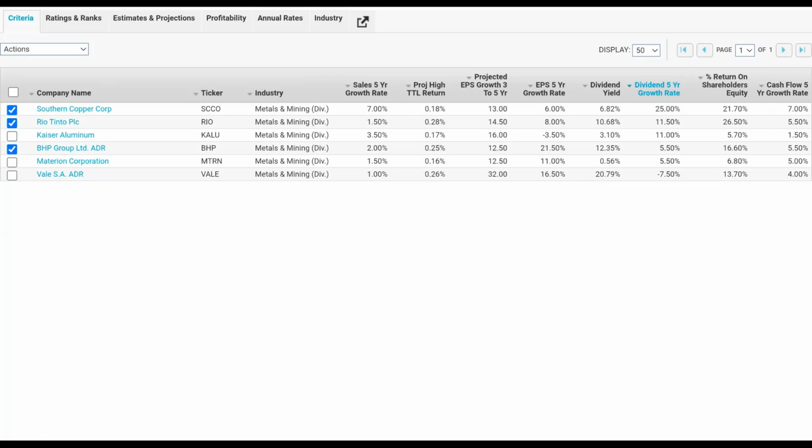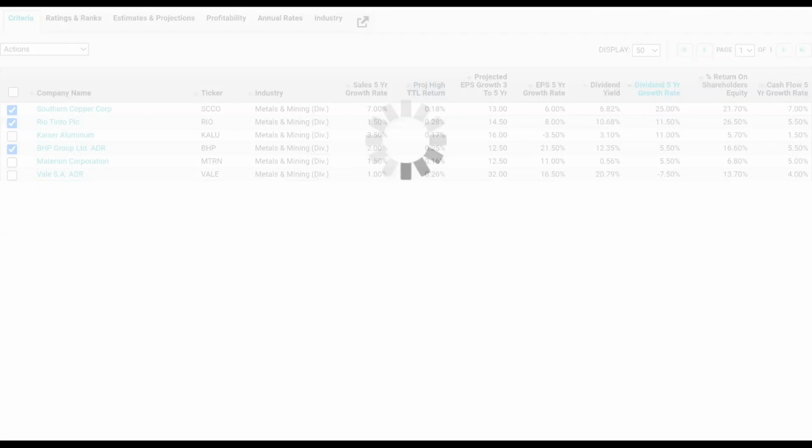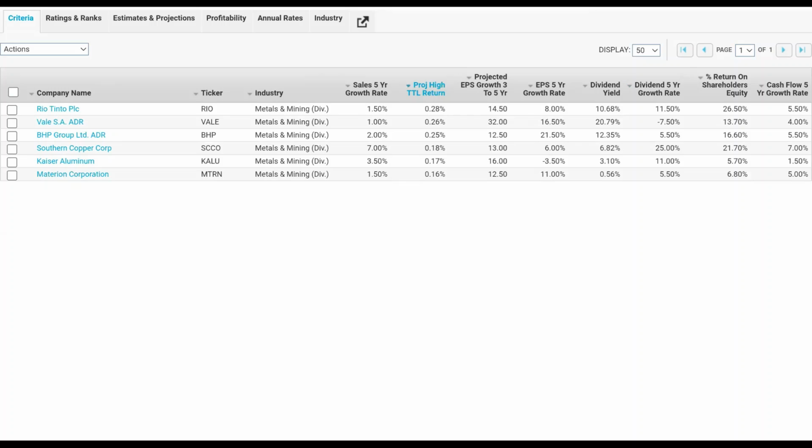I can look at these various things. I can scroll left and right and pull up different amounts. The projected high total return is based on the analysis from Value Line itself. They're expecting RIO, which would be my pick, honestly, as having the highest total return. They're showing that they're growing their sales, growing their earnings, and paying a fat 10% dividend yield.